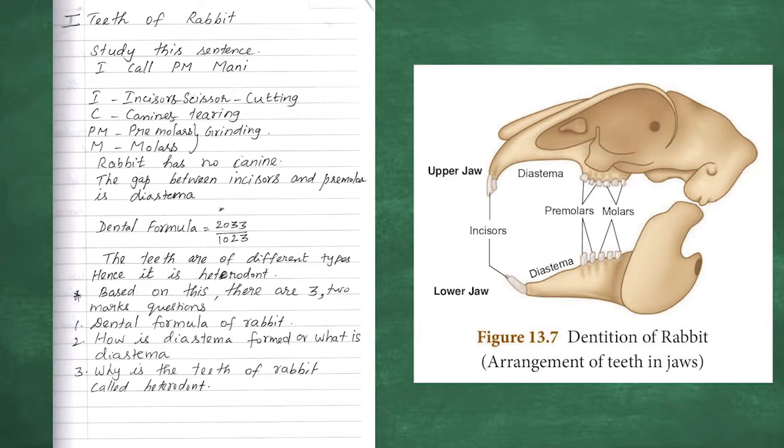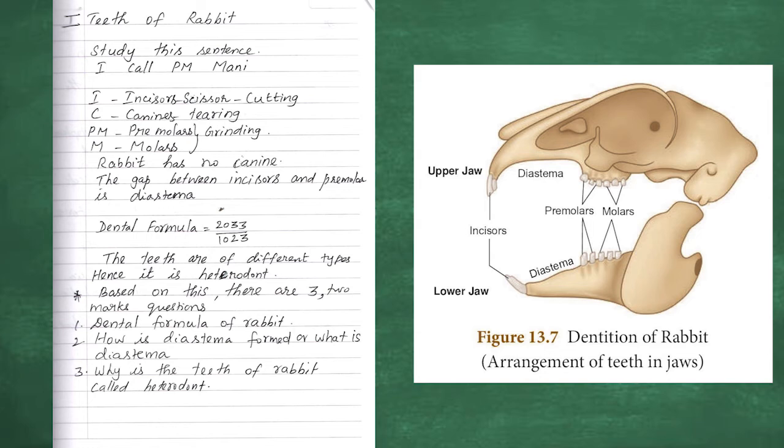Then comes teeth of rabbit. Rabbit, when it is young, has two sets of teeth. It is called diphyodont. Here we know that dentist is the doctor which deals with teeth. That's why it is diphyodont. Later, different kinds of teeth, that is called heterodont.